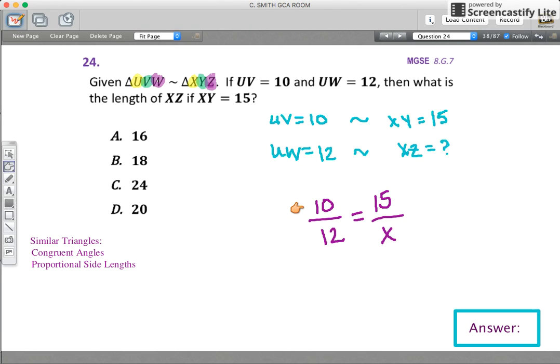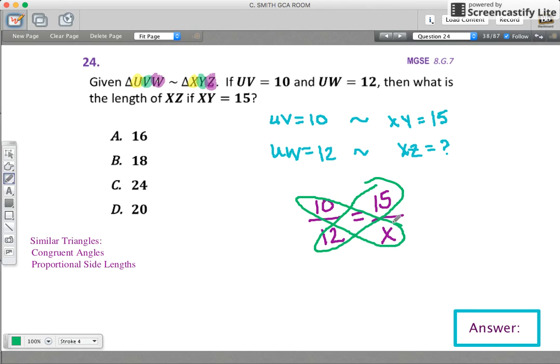So all I've done here is I'm saying, okay, I've got UV over UW, and that's proportional. It's going to be equal here to 15, the relationship between 15 and whatever this number is. So a proportion helps us to identify the relationships and compare them to a different set of numbers. So 10 divided by 12 equals 15 divided by x, right? A couple different ways that we can solve this. My personal favorite is the butterfly method, right?